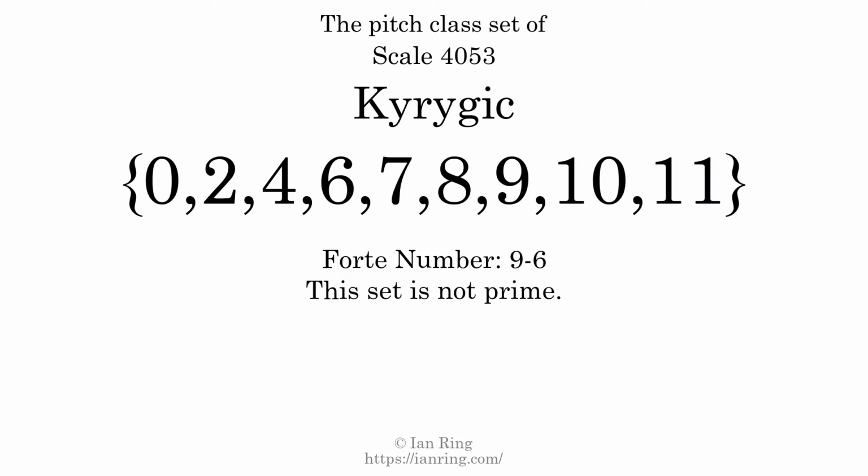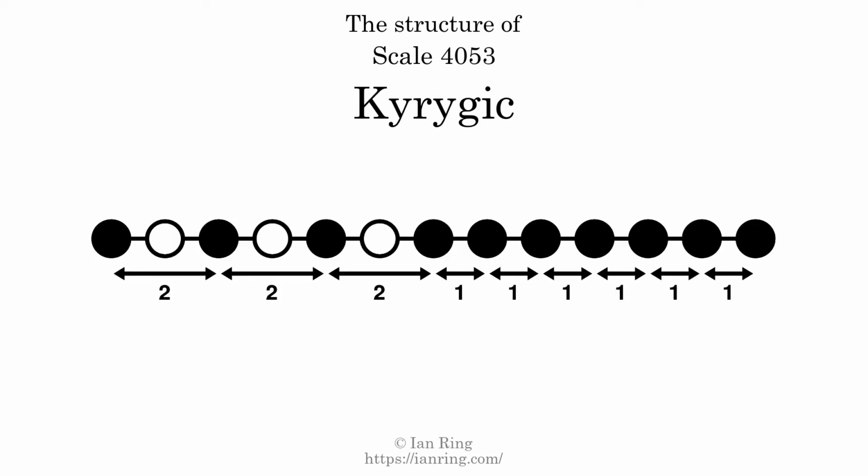The pitch class set for this scale is 0, 2, 4, 6, 7, 8, 9, 10, 11. The fault class is 9, 6. This set is not prime. The structure of a scale is a description of the interval distance between each successive tone. This scale has a structure of 2 2 2 1 1 1 1 1 1.